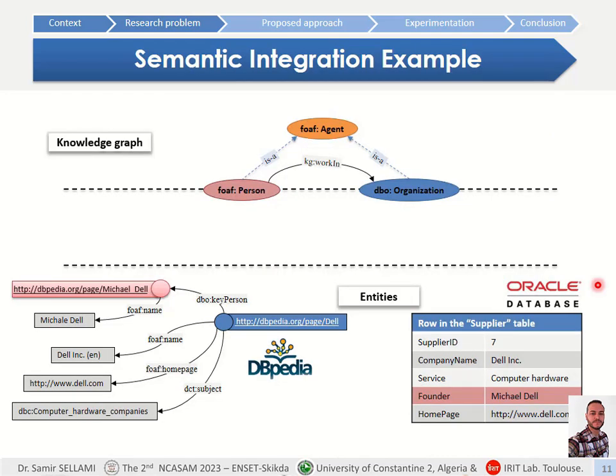This slide shows an example of a knowledge graph and two entities, a resource in DBpedia and a row in an Oracle relational database about the company Dell. So our intuition would be to automatically detect if there is any semantic equivalence between these two entities using some kind of similarity measure, then establish a mapping to a knowledge graph concept, for example DBpedia organization, to facilitate data integration and then data exploration.